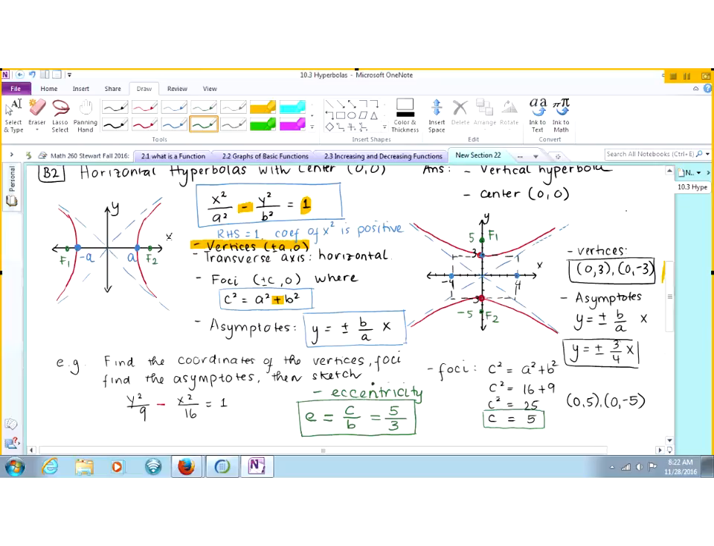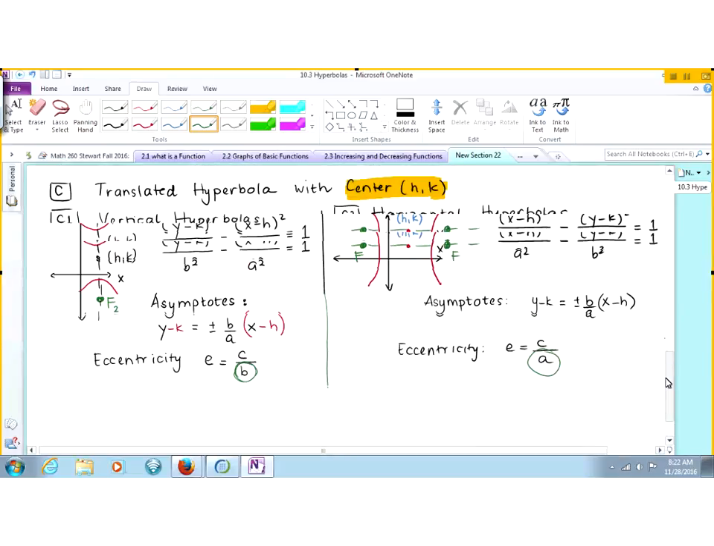So vertical is C over B and horizontal is C over A. And you don't have to memorize that. Let's just see where the foci are located. If the foci are on the vertical axis, then you compare it with the vertices. If your foci are located on the horizontal axis, then just compare it with the vertices. Does that make sense?